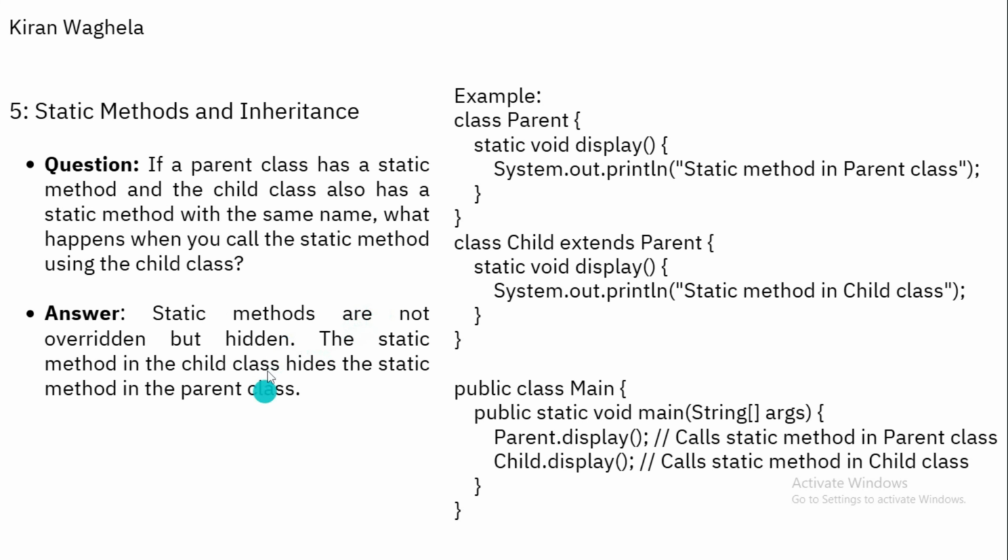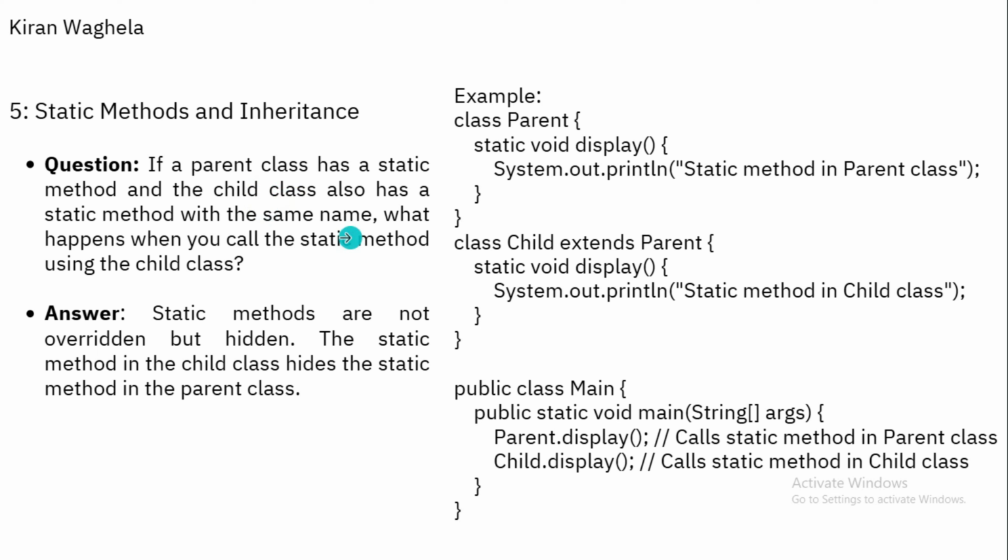Next question. Static methods and interface inheritance. This is the category, and this is the question: if the parent class has a static method and a child class also has a static method with the same name, what happens when you call the static method using the child class? This is another way of asking a tricky question.